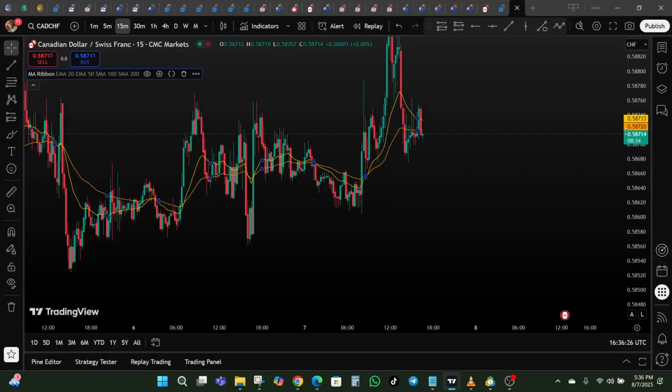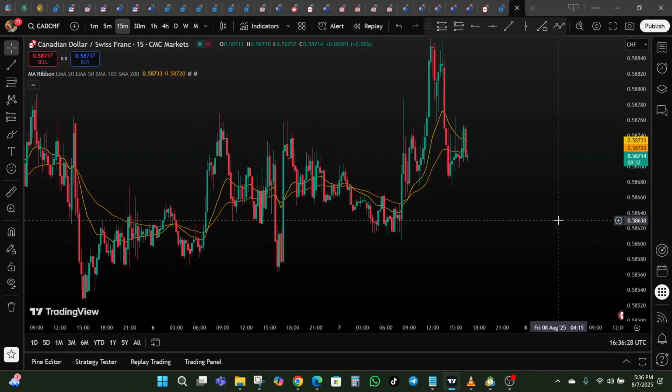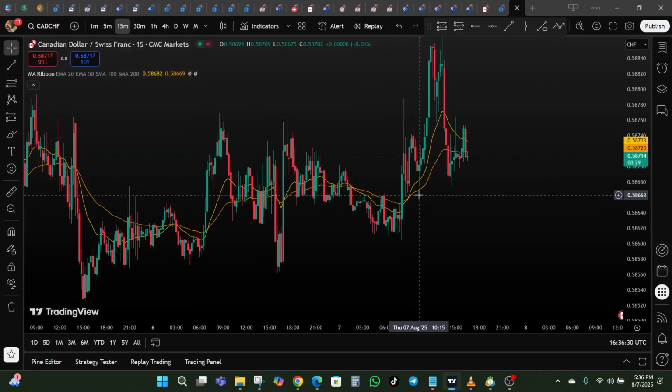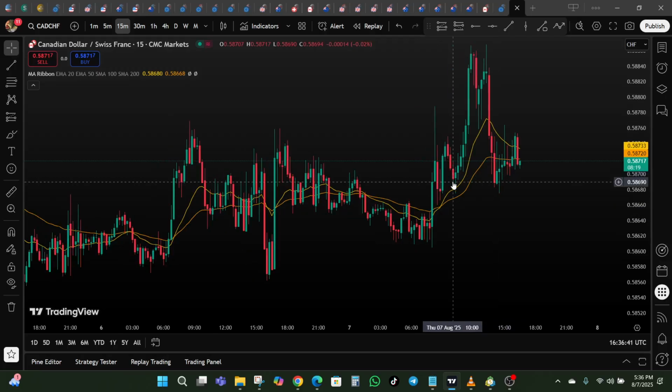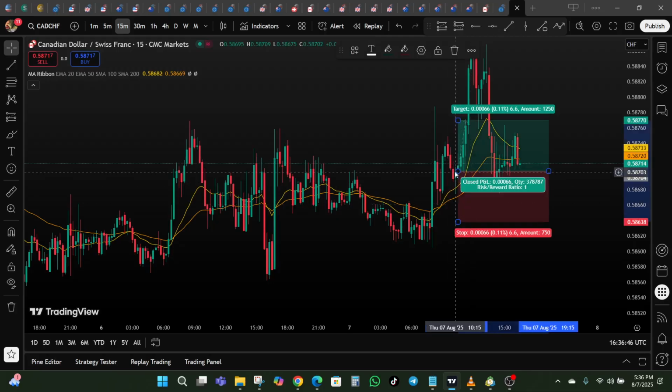You just wait for the 20 EMA to cross above the 50 EMA. This signals a bullish trend. Then you look for price to pull back toward the EMAs. Then you enter a buy when a bullish candlestick forms at or near the moving averages. For example, around here, this was an example. Then your stop loss goes just below the recent swing low, which is this in this particular example.